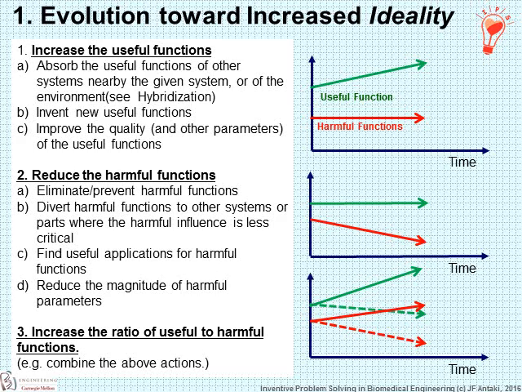Secondly, as far as reducing the harmful functions, the cost, the waste, etc., we can either work to eliminate them, which is easier said than done, but that is in fact an inventive process. We can divert harmful functions to other systems or to parts where the influence is less critical. We can find useful applications for them, as we learned in one of the inventive principles, making a bad thing into a good thing. Or if we can't eliminate them, we can mitigate their impact.